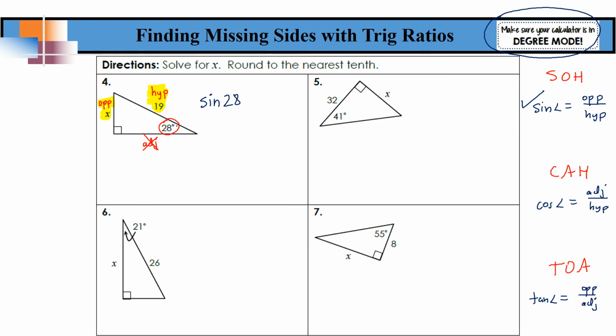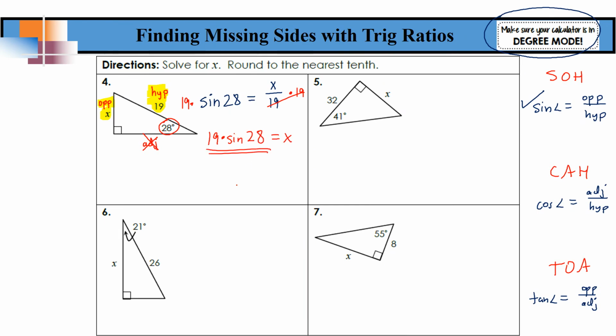You don't have to write the degree symbol, but sine of 28 equals the opposite side, that would be x in this case, over the hypotenuse, which in this case is 19. Now our goal is to solve for x, so this becomes an algebra equation. We have x divided by 19 equals sine of 28. If I want to get rid of that 19, I should undo this division by multiplying both sides by 19, so that now it says 19 times sine of 28 equals x.